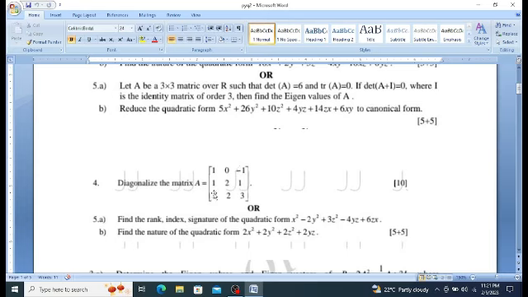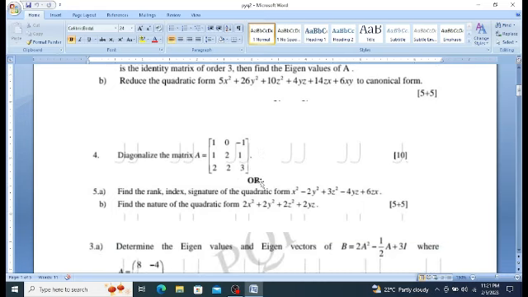After finding P inverse, that matrix transforms the matrix A into the diagonal matrix such that it satisfies one condition: P inverse A into P is equal to the diagonal matrix D, where D is a diagonal matrix that consists of eigenvalues. So that is what diagonalizing the matrix is. P inverse A into P gives the diagonal matrix.